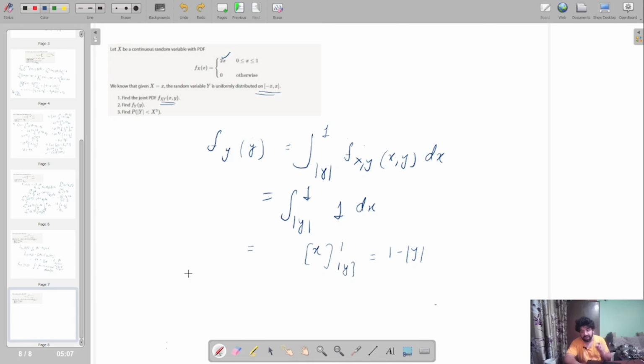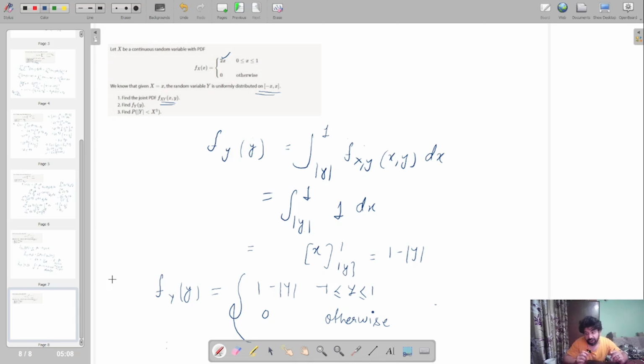Now using this, I can write down the marginal PDF of Y. So I will write f_Y(y), and this will go like this: 1 minus modulus of y for y ranging from minus 1 to 1, and 0 otherwise, because that cannot be arranged. So this will come out to be the marginal PDF of Y.